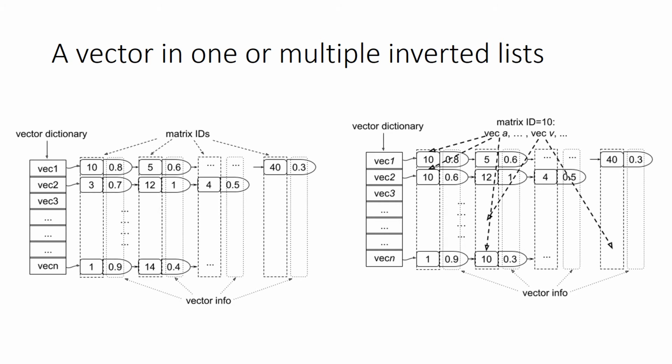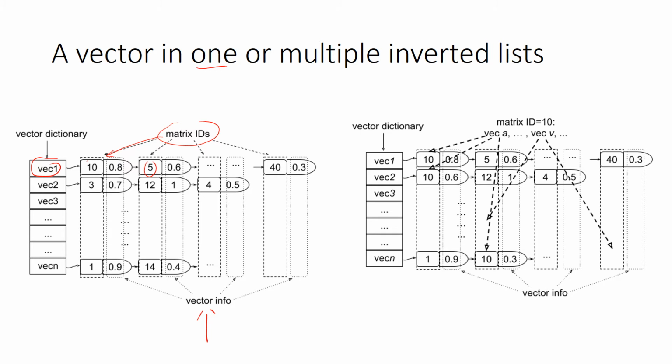We have a technique to store a vector in one or multiple inverted lists. For example, in this first figure, one vector is stored in only one inverted list. So, for example, vector one appears in this matrix, matrix 10, matrix 5, etc. And then each vector in the matrix is only stored in one place, in one inverted list.